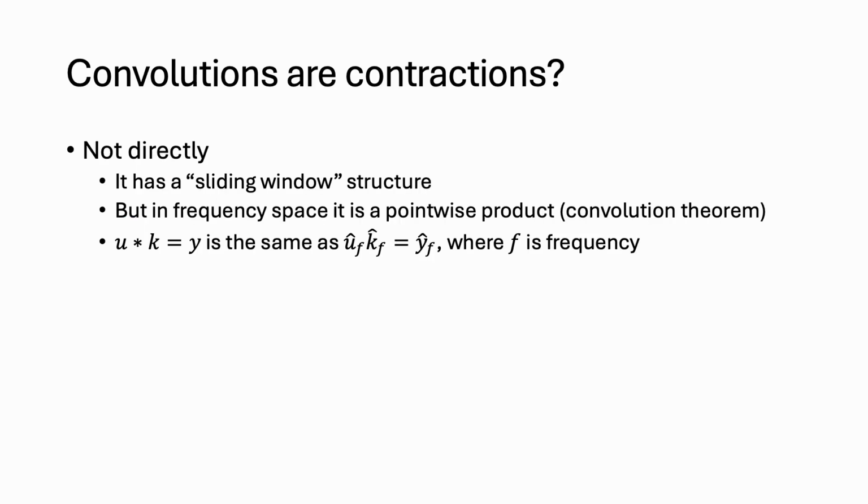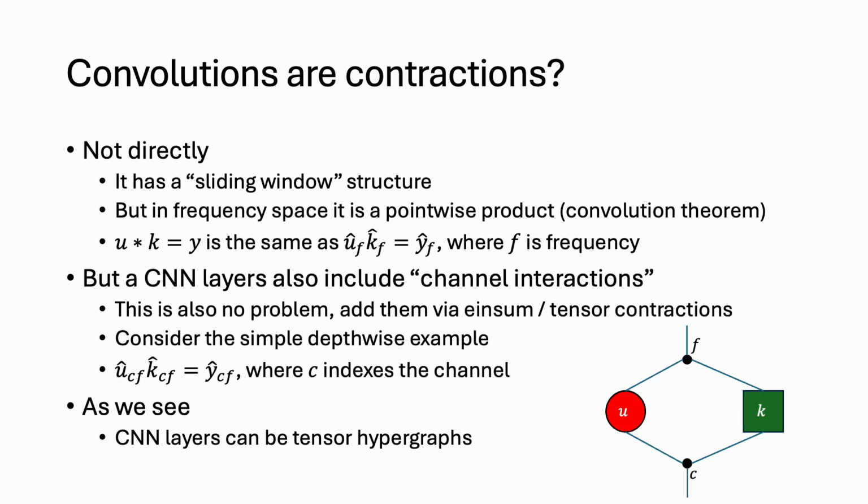Now moving on to convolution, which has this sliding window structure. But if you're familiar with the convolution theorem, you know that convolution is just an element-wise product in frequency space, which is very straightforward, so we can easily map it to a tensor network. Having the convolution part figured out, there is an additional structure of CNNs that we sometimes forget, and that is the channel interaction structure. But this structure can be easily added to the tensor network as well.